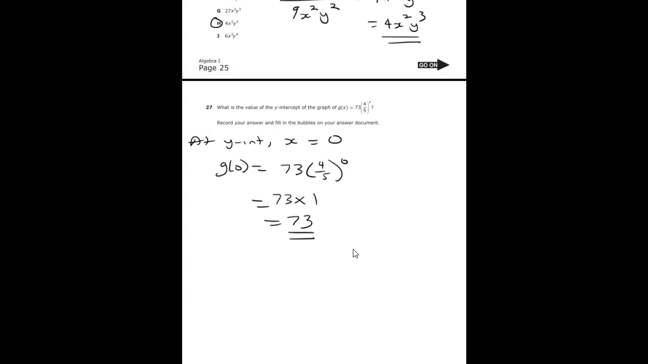What is the value of the y-intercept of the graph of g of x equal to this? So what do we know about the y-intercept? At the y-intercept, x is equal to 0. So we're going to look for g of 0, which is 73 times 4 over 5 to the power of 0. Remember that anything to the power of 0 is 1. So this is 73 multiplied by 1, which is 73.